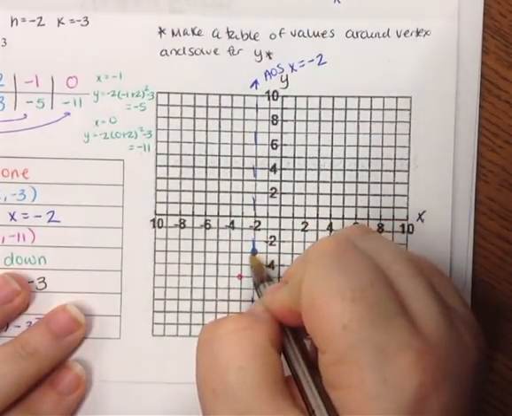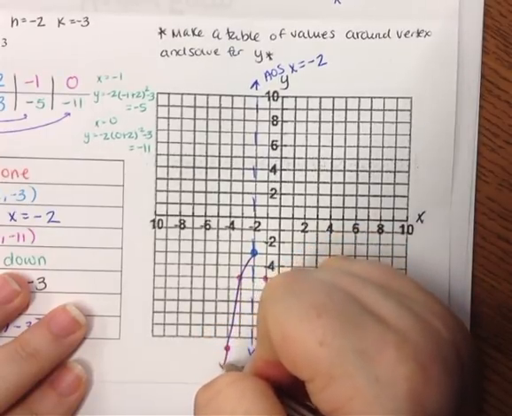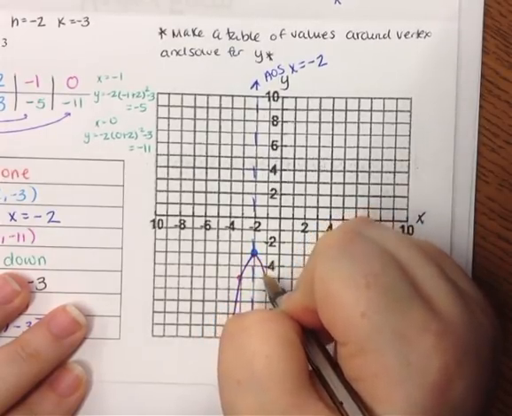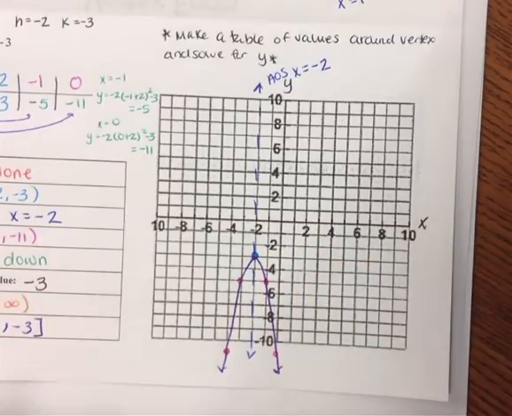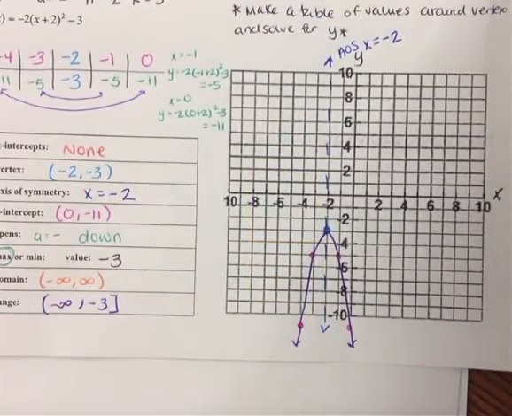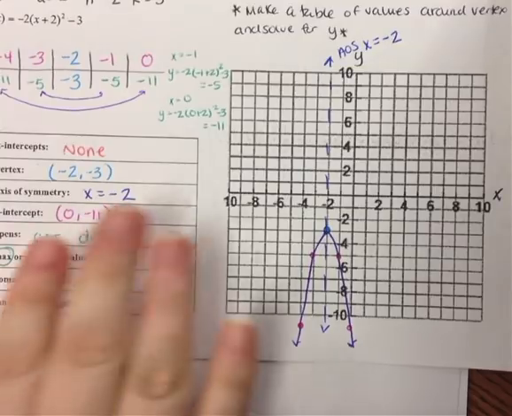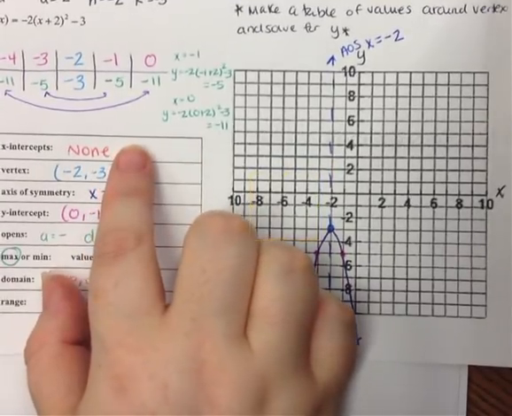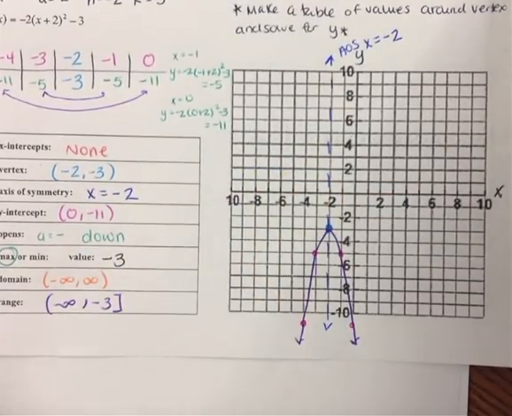I start from the vertex and connect my points. Again, this is the vertex form, so vertex form automatically tells you your vertex, and you can fill out almost the entire chart just from your vertex and from your a value. So in vertex form, you don't try to find your x-intercepts until after you've graphed it. And then if they do have x-intercepts, we find them and we can plot them and write them. But if they don't have x-intercepts, then it's none.